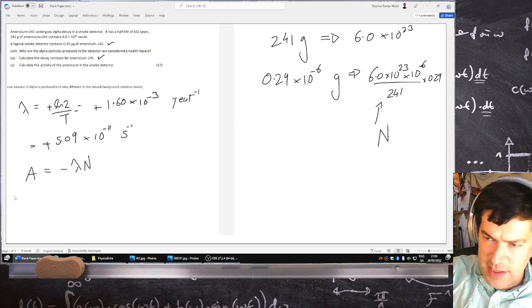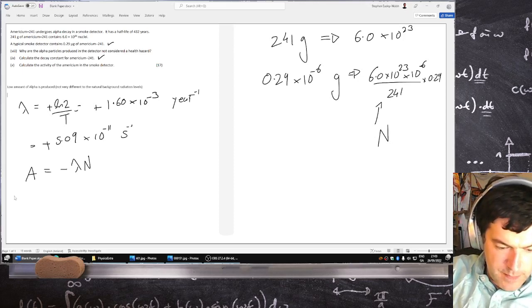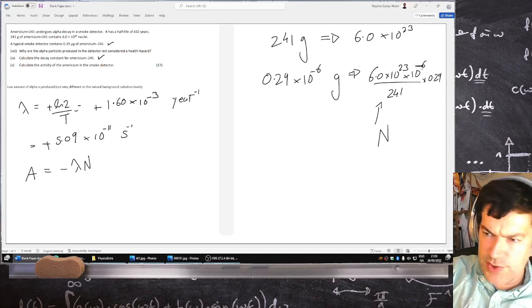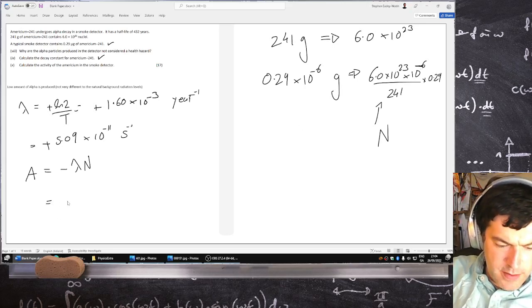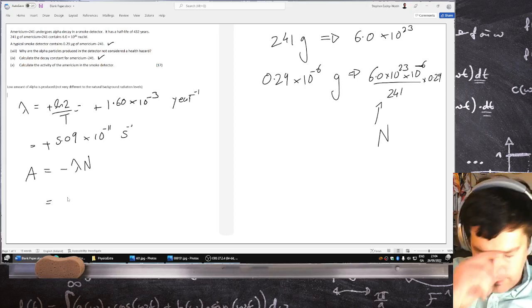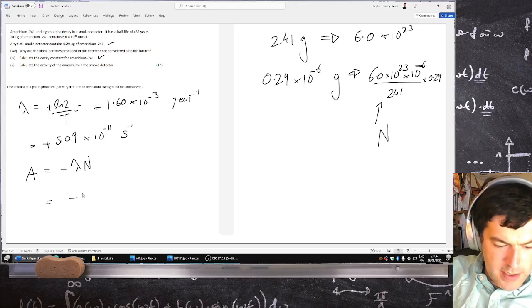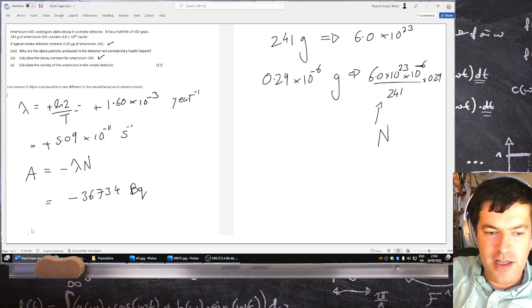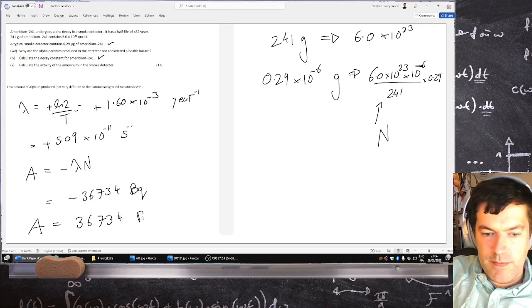Okay, so multiply that by 6 times 10 to the power of 23, by 10 to the power of minus 6, times 0.29 divided by 241. I'll go with 3 significant figures again. Oh, I'll just get the full number. I'll round it to the nearest whole number. Minus 36734 becquerels. Although, again, activity is a rate, the minus indicates that's a loss. So what I'll just say is 36734 Bq, and this is a decay, i.e. a loss.